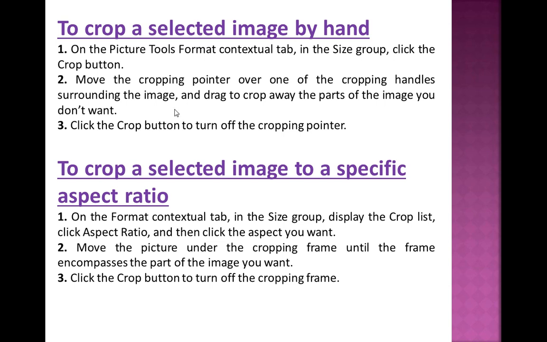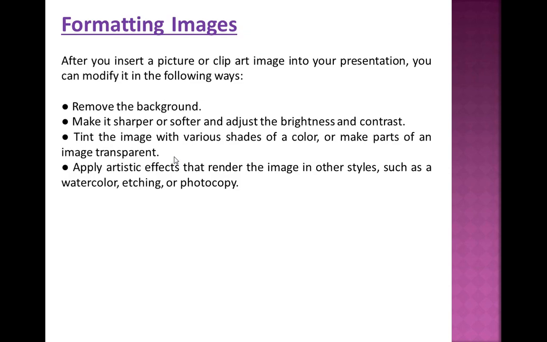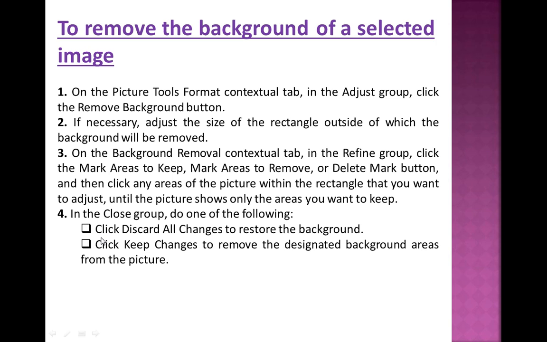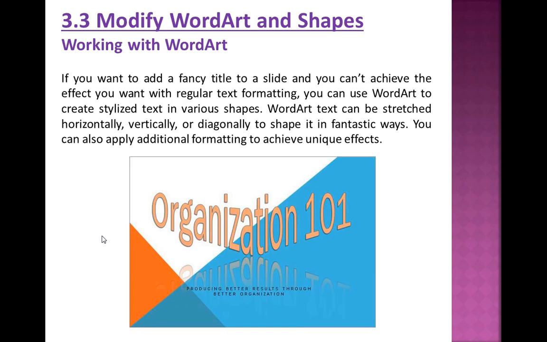Click the crop button and turn your cropping pointer. Then next, we have also studied how to format the images. We can format the images, which means we can remove the background, make the image sharper or softer, and adjust the brightness and the contrast. Then we also studied how to remove the background of a selected image, meaning when a background is inserted into an image, the next topic is how to remove the background.